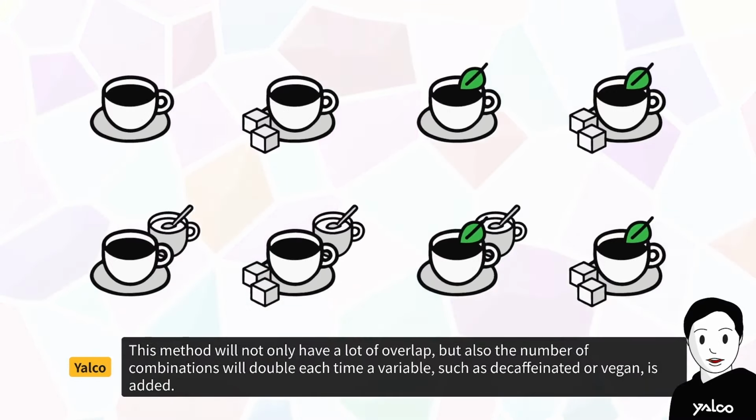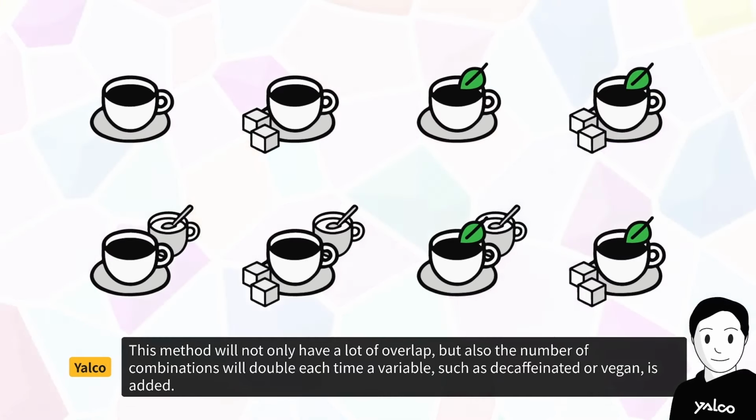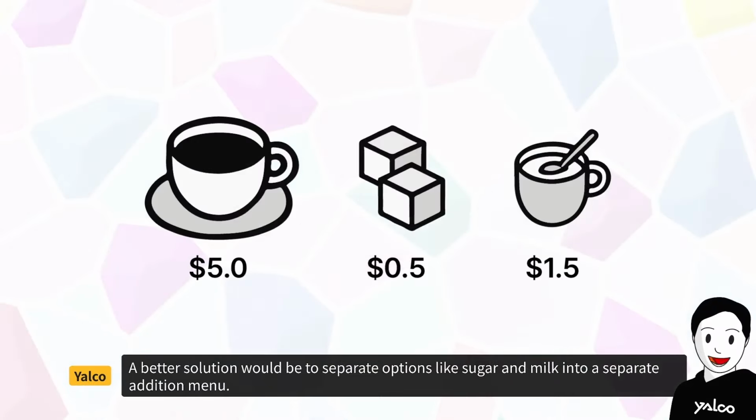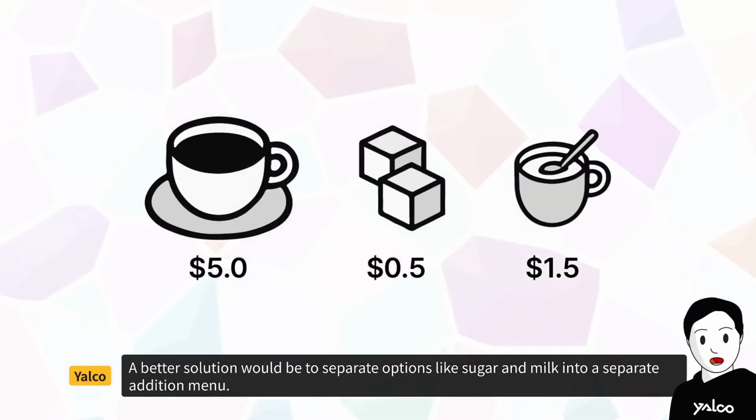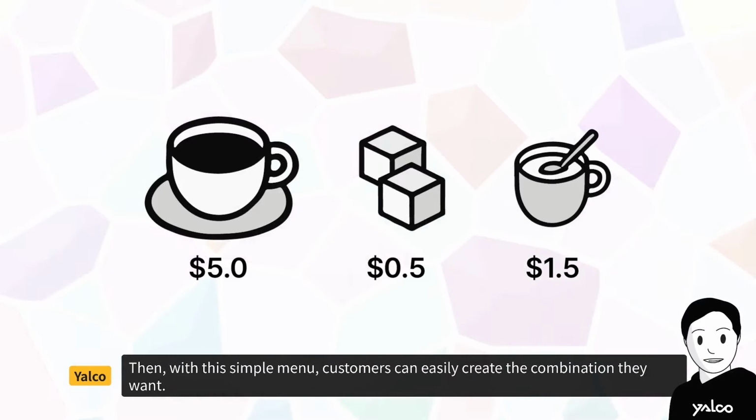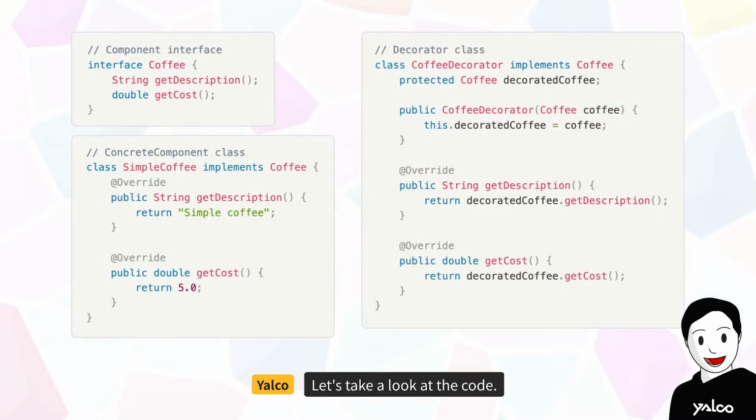This method will not only have a lot of overlap, but also the number of combinations will double each time a variable, such as decaffeinated or vegan, is added. A better solution would be to separate options like sugar and milk into a separate addition menu. Then, with this simple menu, customers can easily create the combination they want. Let's take a look at the code.